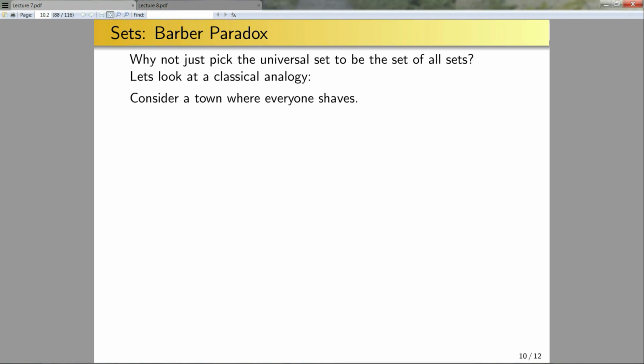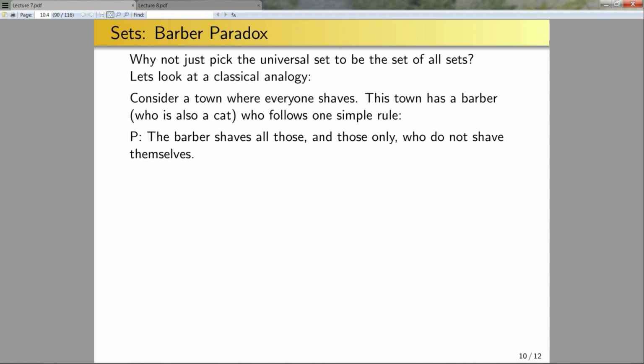So, consider a town where everyone shaves. No matter what their gender is, they shave. This town has a barber, who is also a cat, who follows one simple rule. The rule is P, the barber shaves all those and only those who do not shave themselves. So here I'm using P to refer to this statement here. Okay, let's ask a simple question. Who shaves the barber? So if you like brain teasers or those type things, pause the video now and go through the 2 cases to try to figure out who shaves the barber.